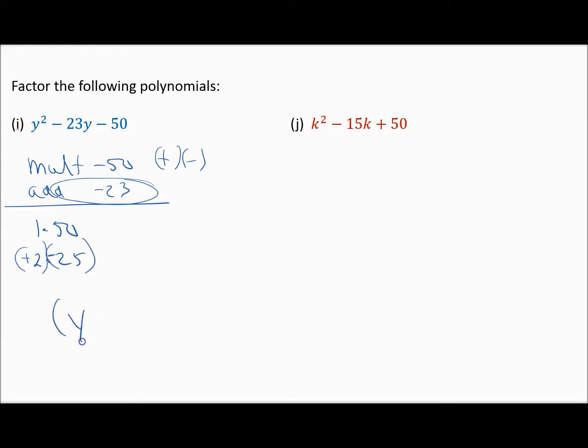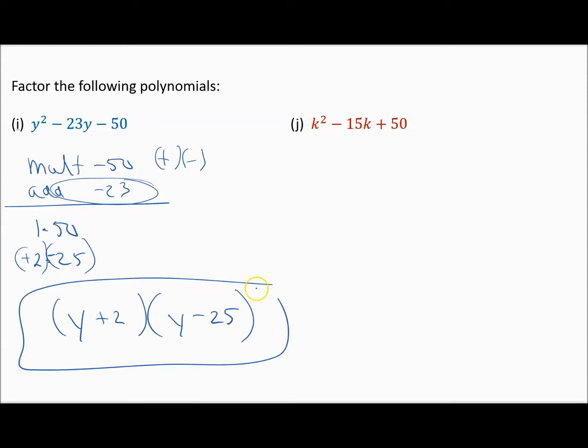It's y. That goes in the first position of both factors. And it's a plus 2 and a minus 25. And there would be nothing wrong with writing it y minus 25 times y plus 2. Right, so notice the minus has to stay with the 25 no matter which order you write it in. You can't switch up the signs because then it's just wrong.